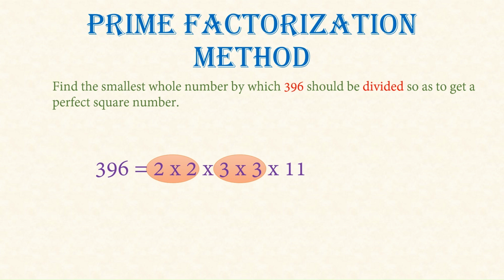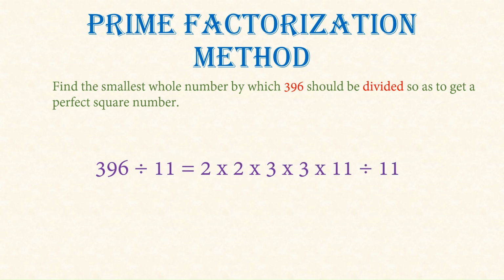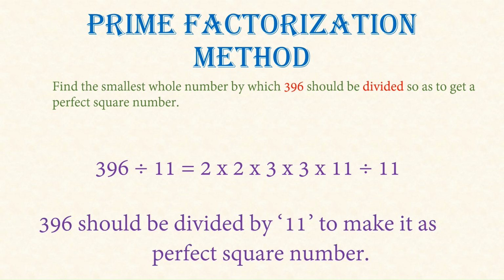How to remove this 11 is just to divide this particular prime factors with 11. So on both sides, if we divide with 11, the 11 will get removed, and that makes the number a perfect square. So 396 has to be divided with 11 to make it a perfect square. When we divide 396 with 11, it gives 36 as the answer. So 36 is equal to 2 into 2 into 3 into 3. So the square root of 36 would be 2 into 3, that is 6.